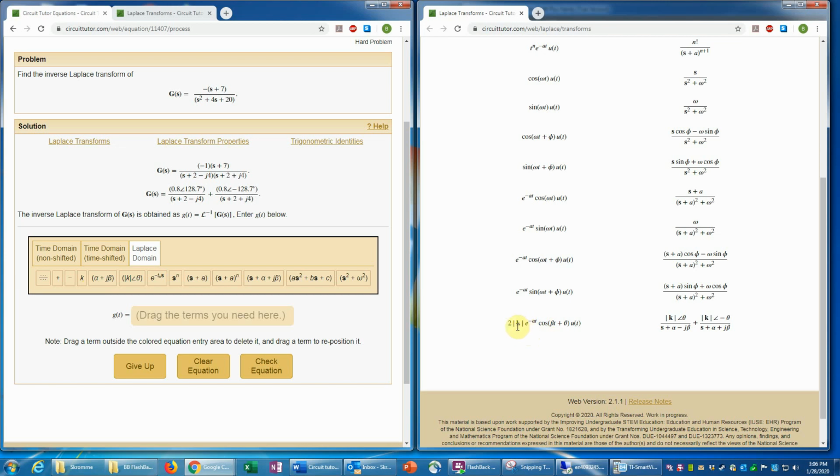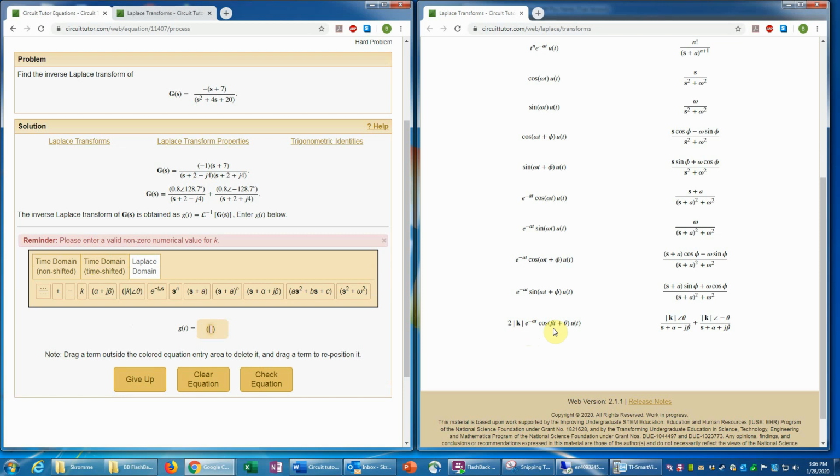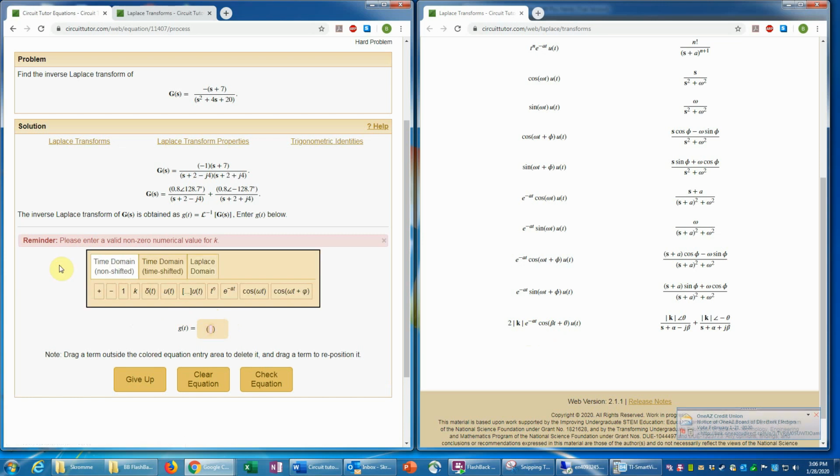Again, that's going to be a real number because this is the magnitude of k. So I can just use a real number for that constant. And then next I'm going to need a decaying exponential term. And oops, I'm in the Laplace domain, aren't I? So I need to go into the time domain. Now the constant's the same in both cases, so that doesn't matter, but the other terms are different.